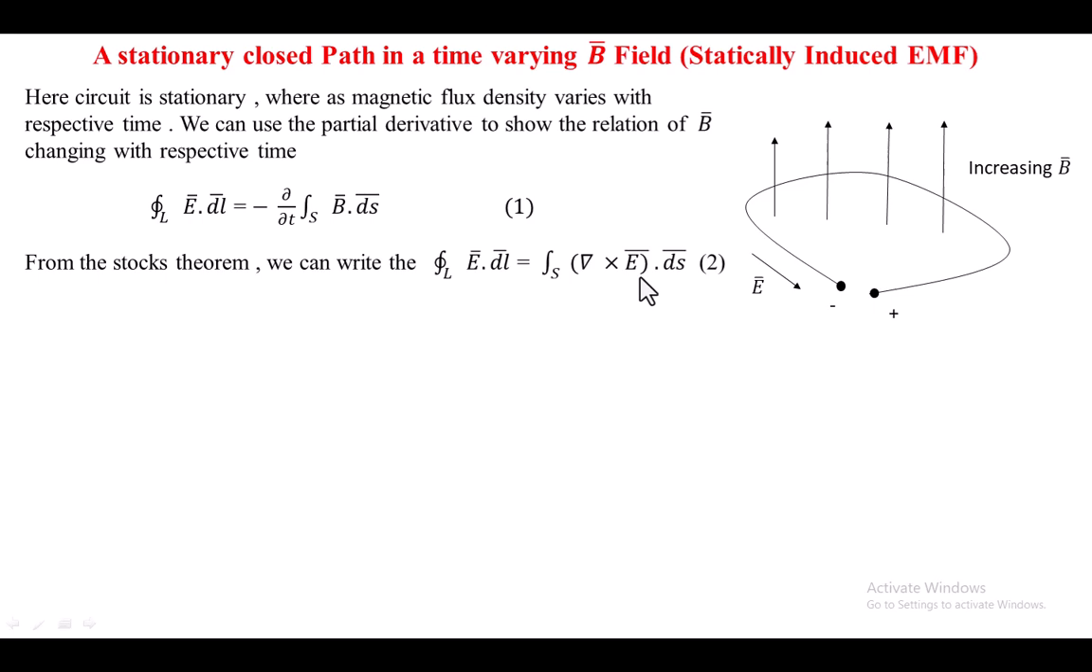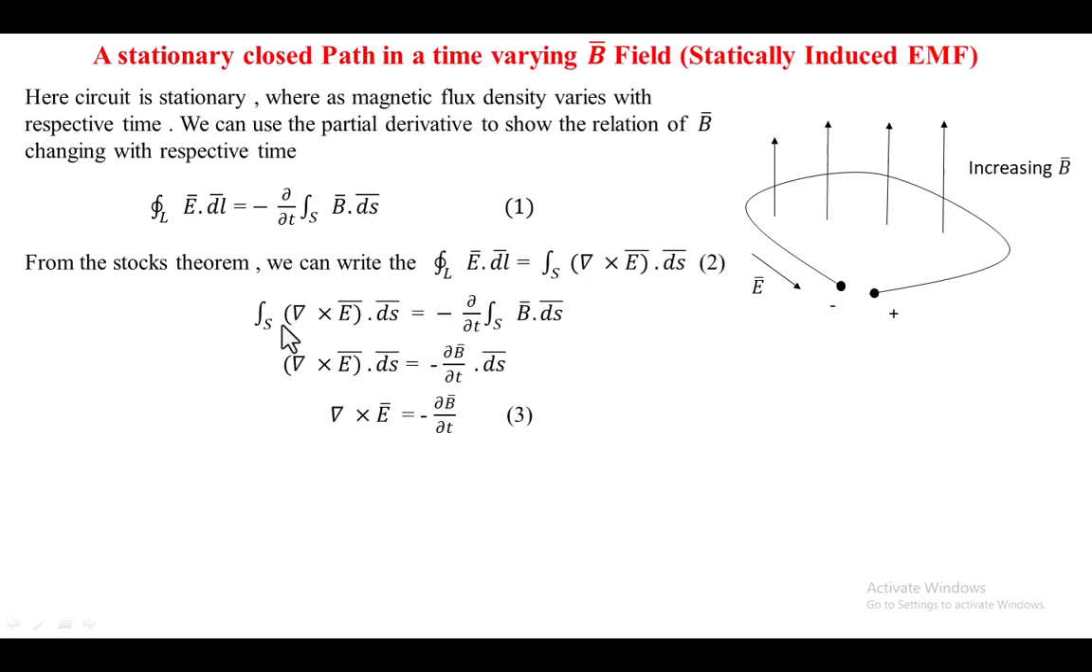Now substitute equation 2 in equation 1. We get the surface integral of curl of E bar dot ds bar equal to minus dou by dou t of the surface integral of B bar dot ds bar. Removing the surface integral as well as the ds, finally we get the curl of E bar equal to minus dou B bar by dou t. This is the equation representing the statically induced voltage in a closed circuit.